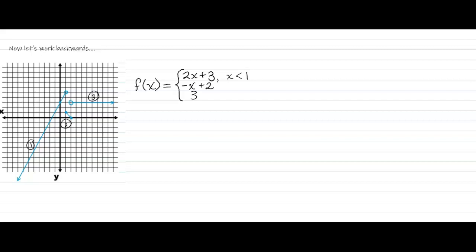Now this piece has 2 endpoints. It's between here and here. This is when x is 1. This is when x is 2. So it's between 1 and 2, but it includes these endpoints, so we put a line under them. And then finally, my third piece starts right here. This is when x equals 2 and goes on forever. So x is greater than 2. And that's how we work backwards to write the equation of a piecewise function.